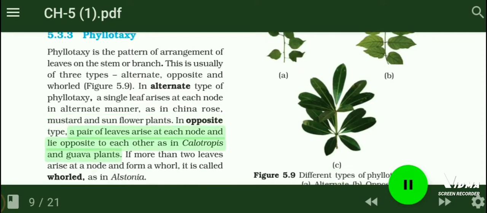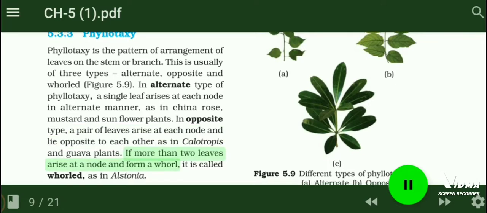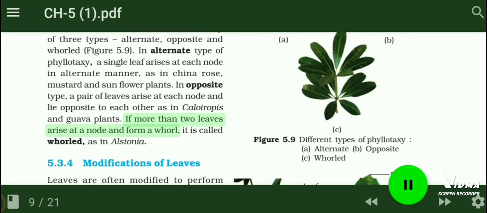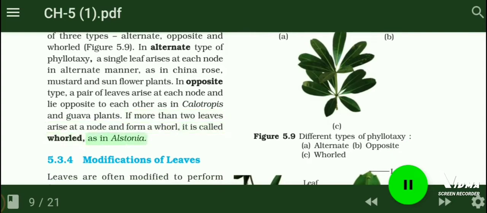In opposite type, a pair of leaves arise at each node and lie opposite to each other as in calotropis and guava plants. If more than two leaves arise at a node and form a whorl, it is called whorled, as in Alstonia.